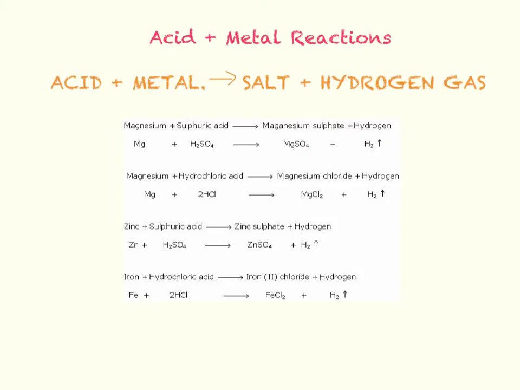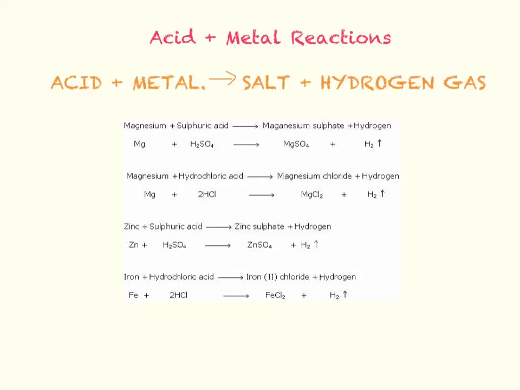Alright, magnesium and hydrochloric acid, same situation. The magnesium displaces the hydrogen and you end up with magnesium chloride, a salt, and hydrogen gas. Sulfuric acid, got your hydrogen ions here. Zinc and sulfuric acid. Zinc displaces the hydrogen. Zinc sulfate and hydrogen gas are the products. Iron plus hydrochloric acid. The iron displaces the hydrogen. You end up with the salt, iron chloride, and hydrogen gas.